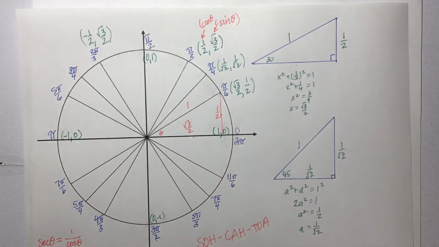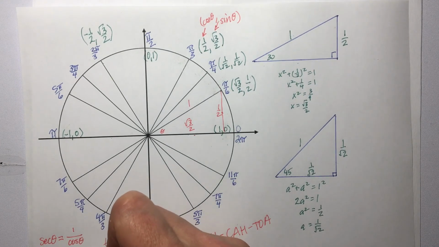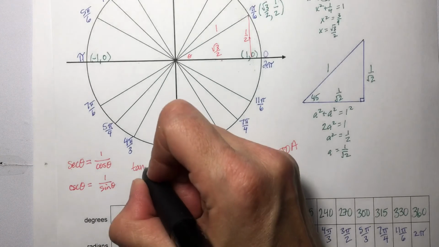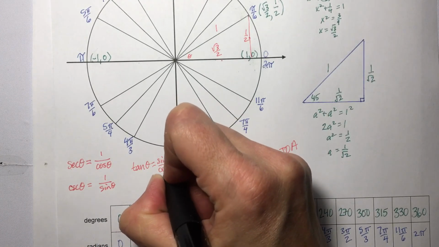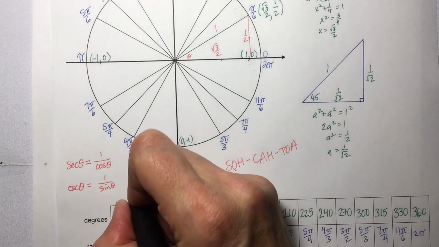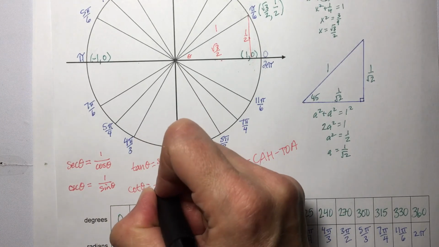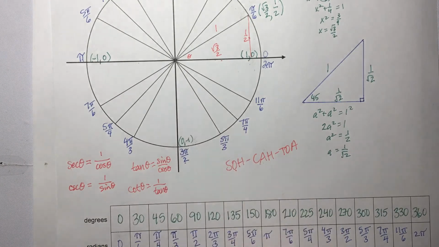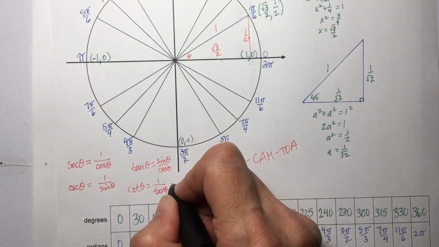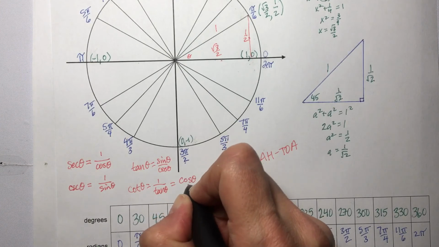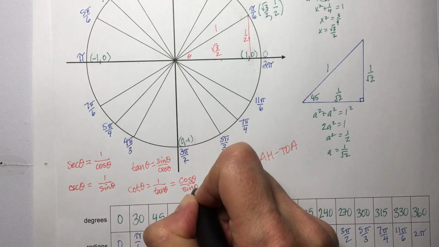And then since we know that tangent's opposite over adjacent, that would mean it's y over x. That means it's sine over cosine. So tangent is sine theta over cosine theta. And cotangent, being 1 over tangent, I think we can remember that those go together. So that means it's the reciprocal of tangent. So cotangent is cosine over sine.